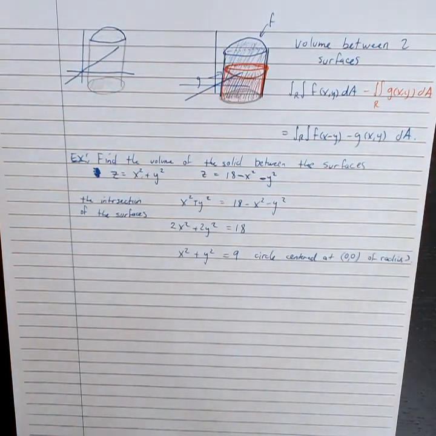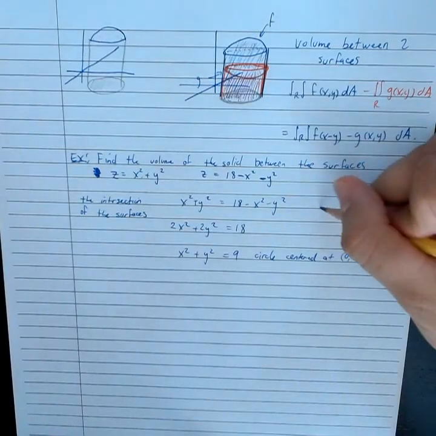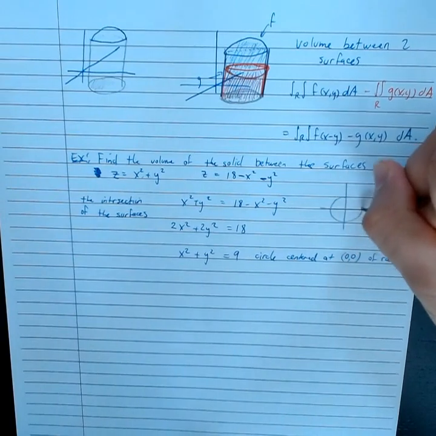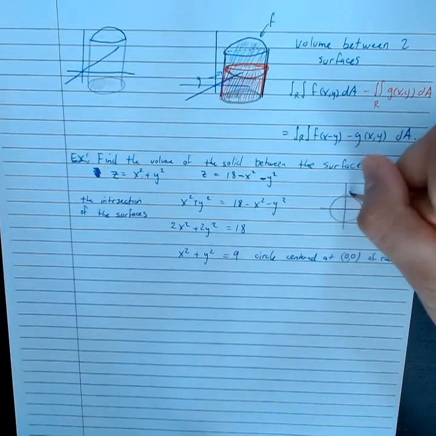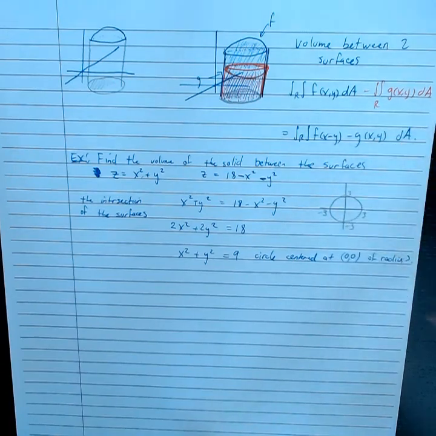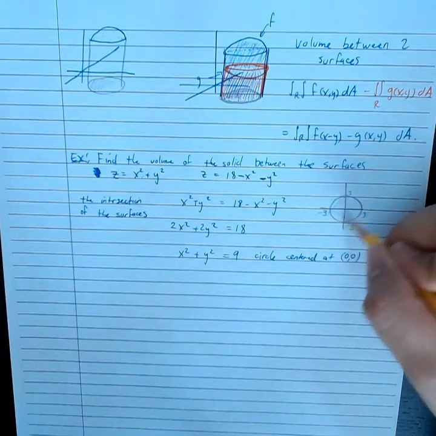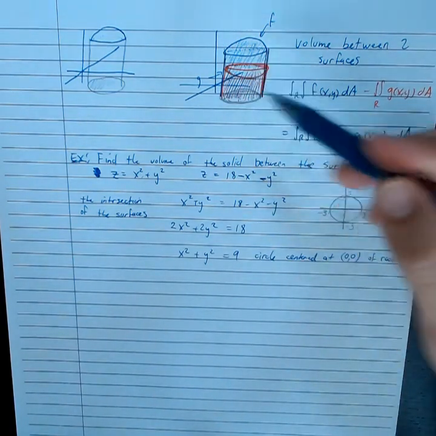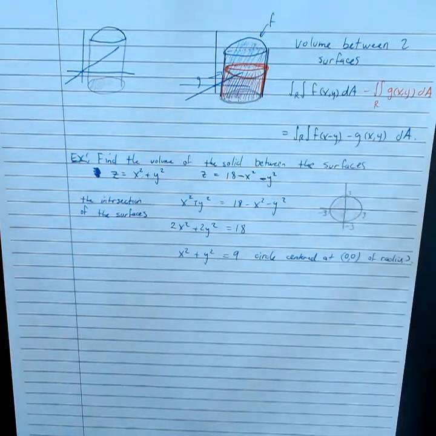So we know our region R. Our region R is a circle of radius 3 that's centered at the origin. Okay, so that's going to be our region. Now, we're going to take these two and we're going to subtract. We're going to take the upper one minus the lower one.